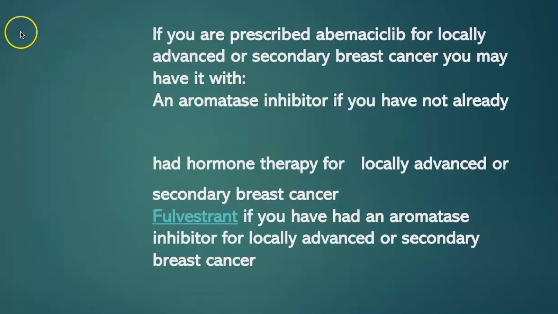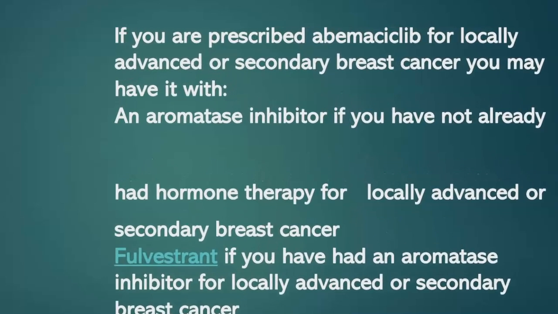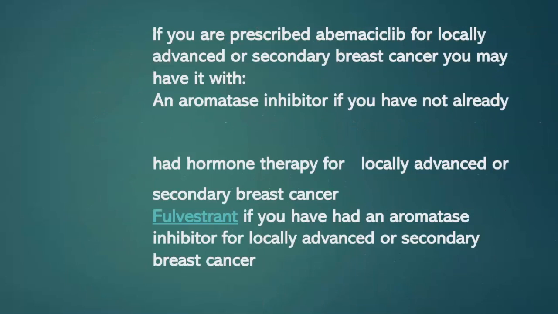The next drug is abemaciclib, and this is for locally advanced or secondary breast cancer, also used sometimes with an aromatase inhibitor. And if you have not already had hormone therapy, fulvestrant if you have had an aromatase inhibitor for locally advanced secondary cancer. So again, these are combinatorial treatments, combinations of approaches, depending upon the patient history of treatment and the type of breast cancer.